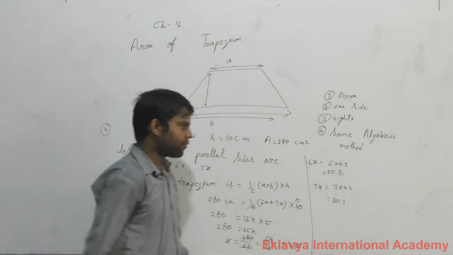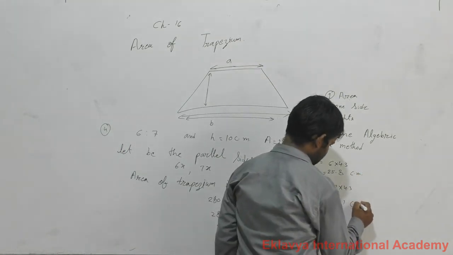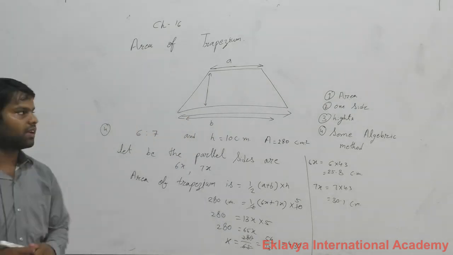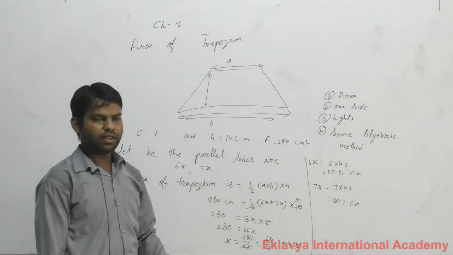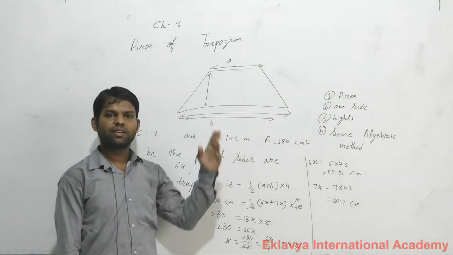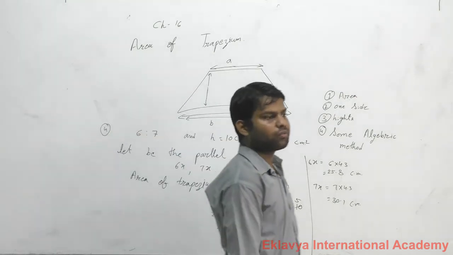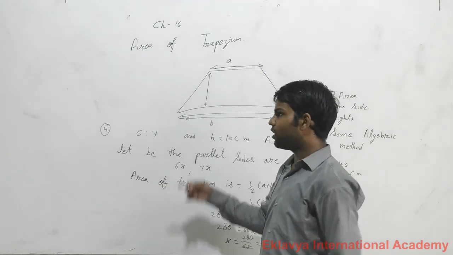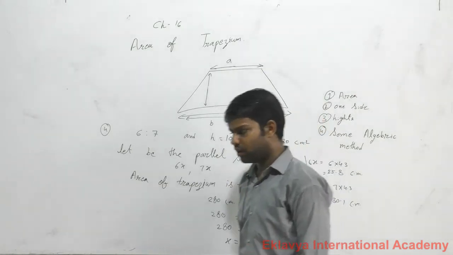So this type we can calculate area of trapezium. If some questions are given that one side is double of the other, then if we assume one is x, then second is 2x. If we are given that one side is less than the other by 20, so if we assume it is x, then it is x minus 20.